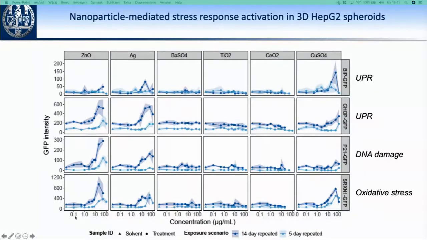So here on the x-axis you see the different concentrations, and on the y-axis the GFP intensity that has been quantified for the 4 different reporters in this case. And you see that for the 14-day repeated exposure, in the dark blue, at lower concentrations the reporters are already being activated, while in the 5-day repeated exposure scenario, you see that only at the highest 2 concentrations we see an activation of these reporters.